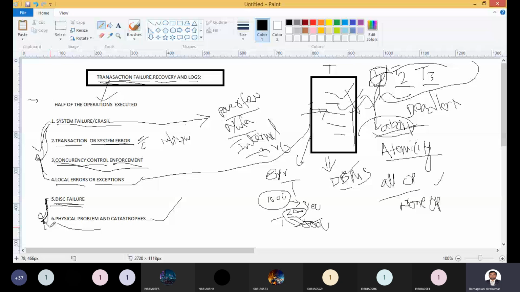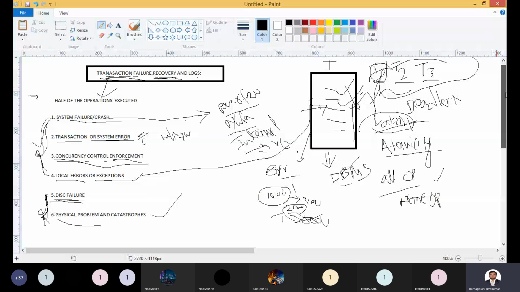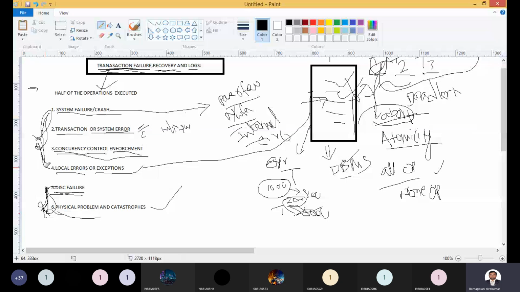Are you understanding? Those are the transaction failures. It is hard to recover in these two situations, but in these four failures we can recover well. So for recovering we have log files. These log files are maintained by the system.